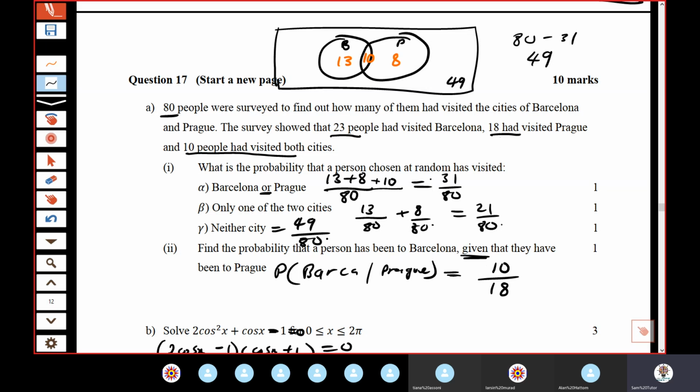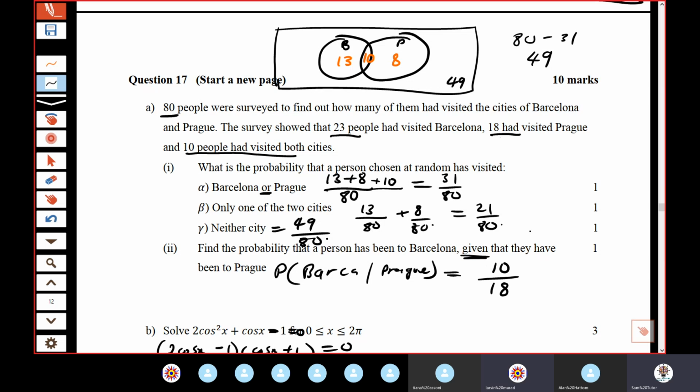10 because they've been to Prague already, and then there's only 10 people that have also been to Prague and Barcelona out of all the people that are in Prague. So find the probability that a person has been to Barcelona given that they have been to Prague. That means you know that there's only 18 people. And how many of those 18 people have been to Barcelona as well? Well, 10 of them have been to Barcelona. So the probability would be 10 out of 18. Those will be my answers.